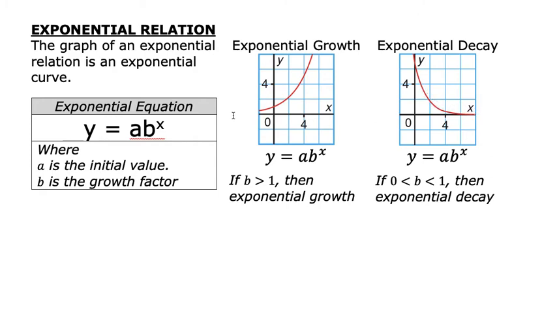Notice in both of these cases it's approaching the x-axis but not crossing. We call that a horizontal asymptote. The equation of an exponential equation looks like the following: y is equal to ab to the power x. So a is the coefficient, where a is the initial value. So where does it start? That's also the y-intercept on the y-axis.